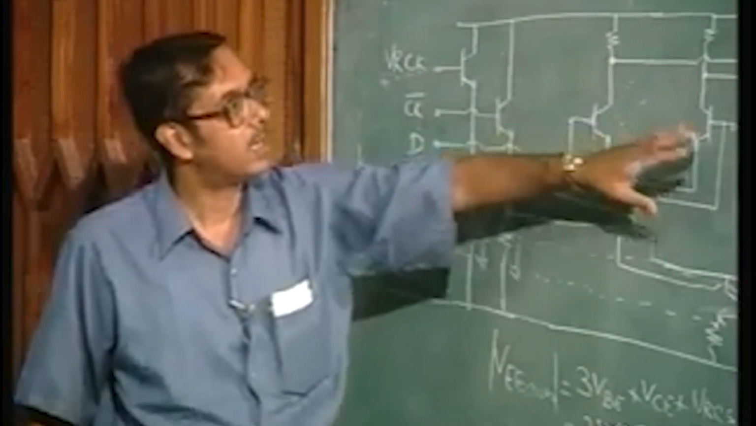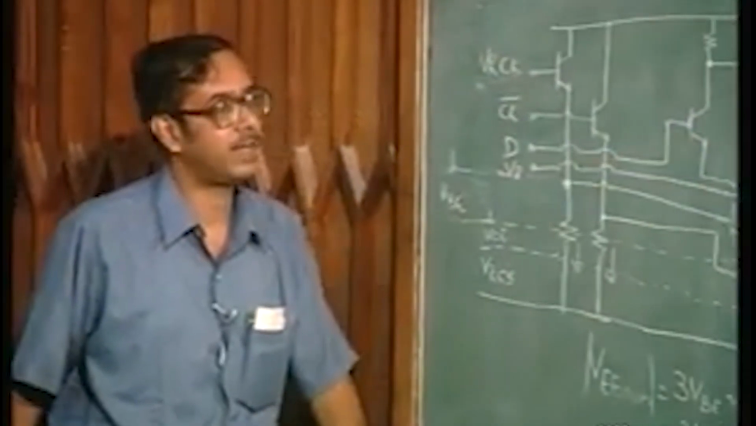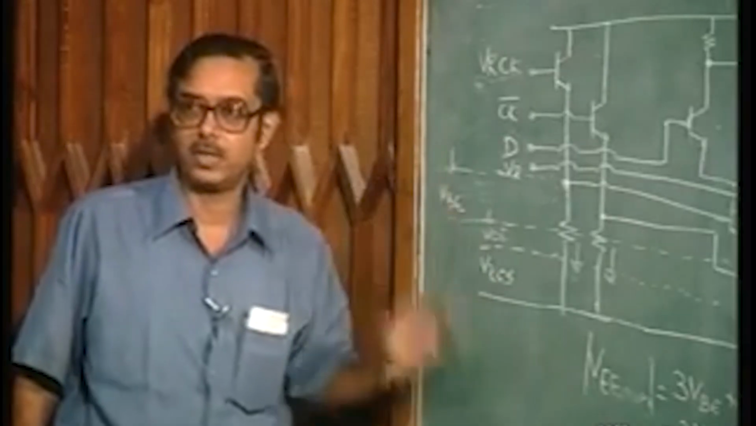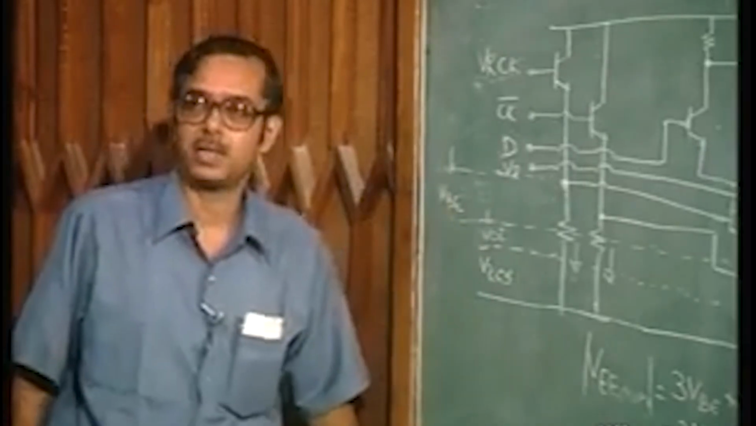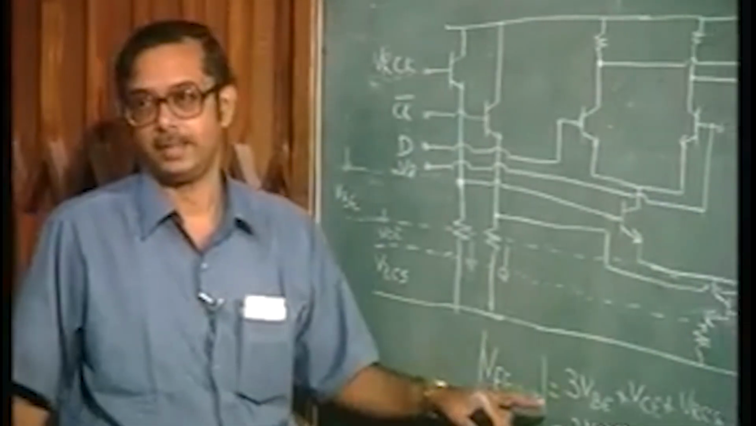Of course, you may have to be careful about the fan out, as we had discussed in the first class, but there is always a trade off. Okay. So, here we are looking at low power dissipation. Okay. So, what happens to VEE min?